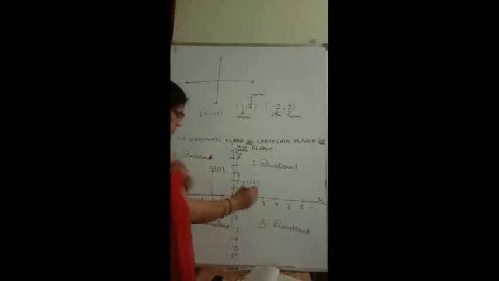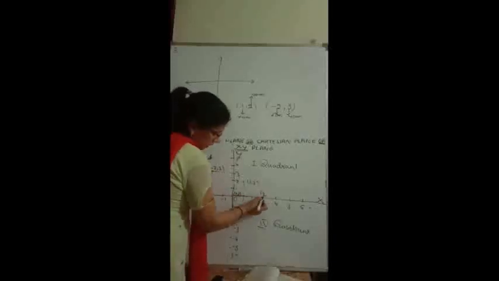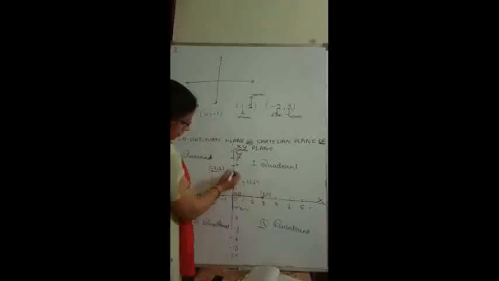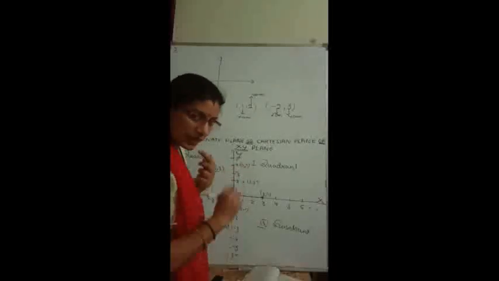And this is 0, 0. This point is 0 on the x-axis and 0 on the y-axis. What about this point? How much is it on the x-axis? Draw a perpendicular to the x-axis: 0. And how much on the y-axis? 4. Okay? So these points are denoted like this.